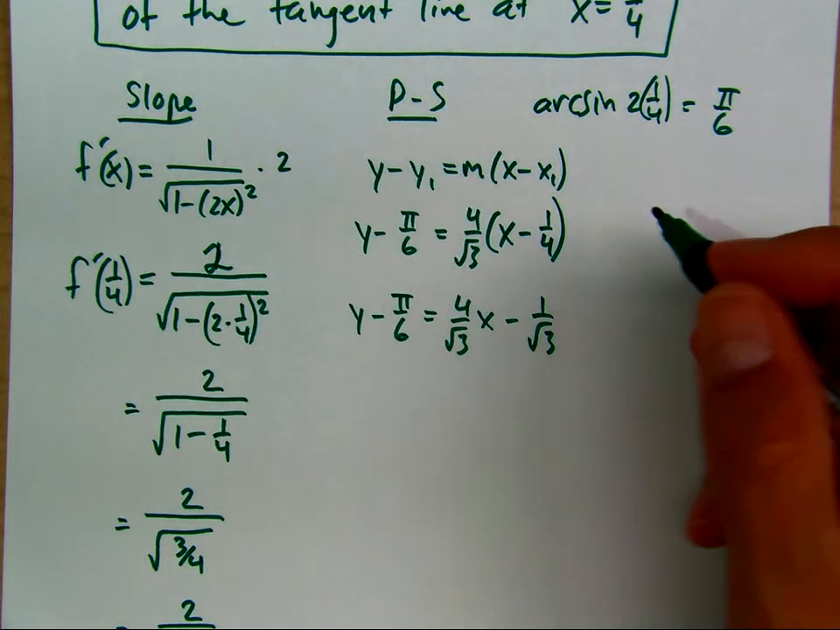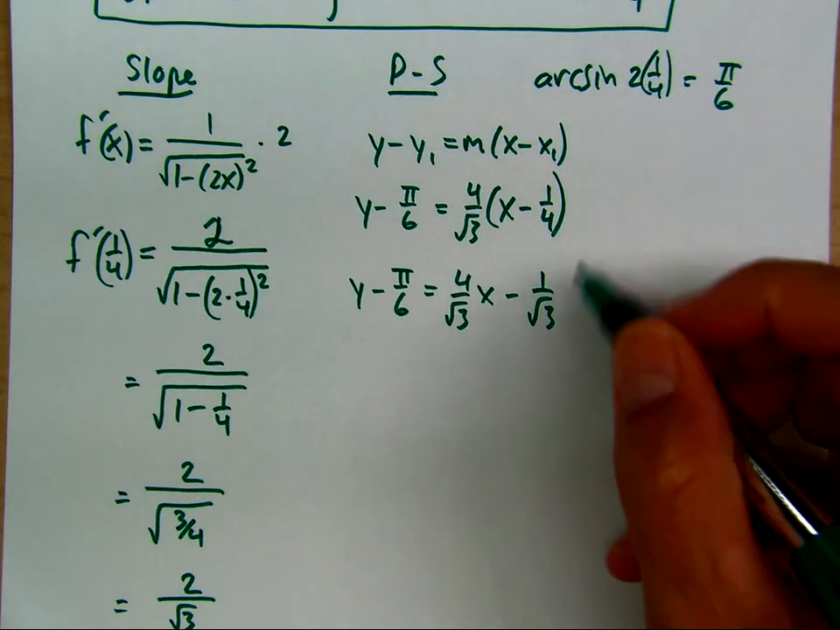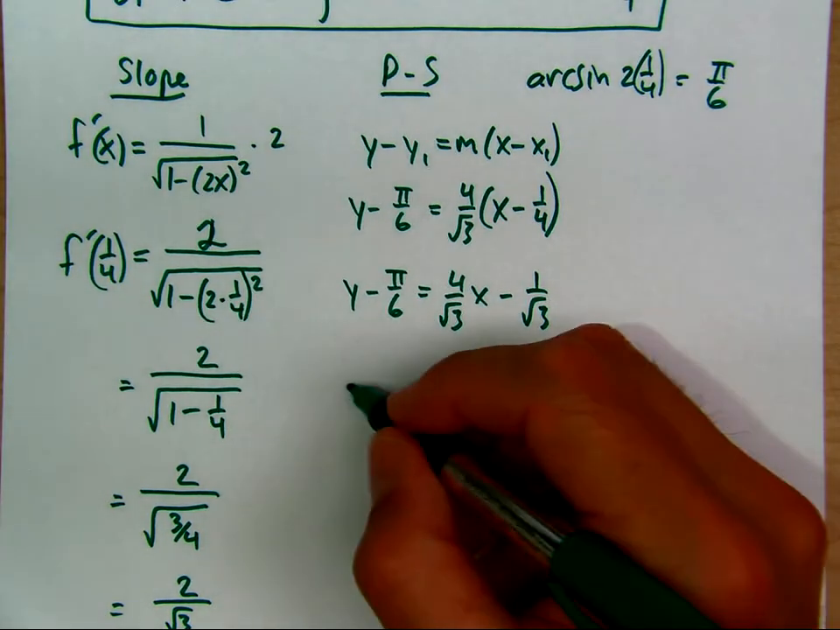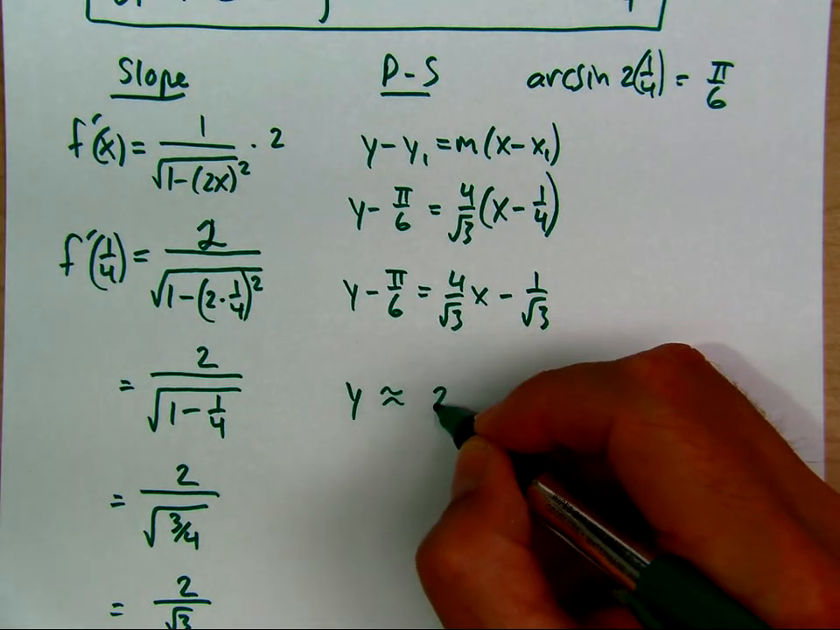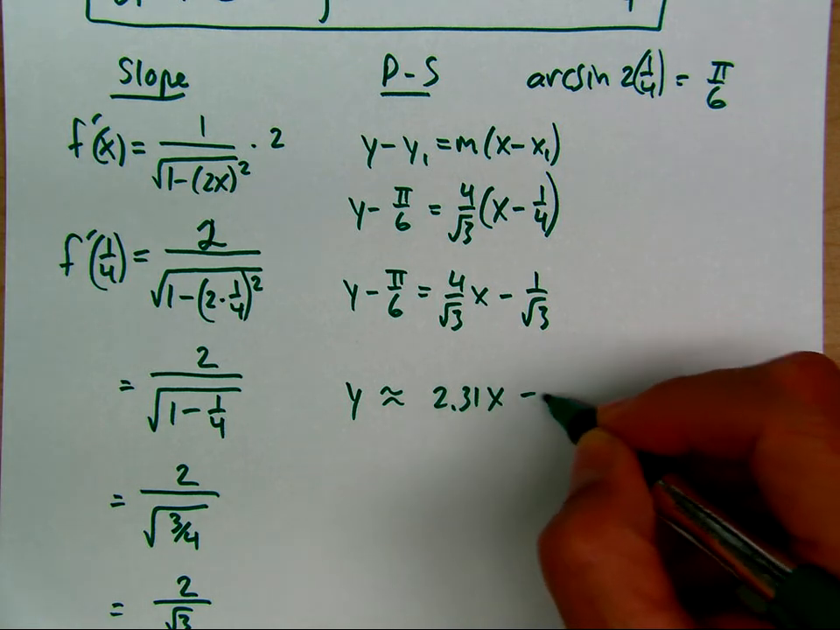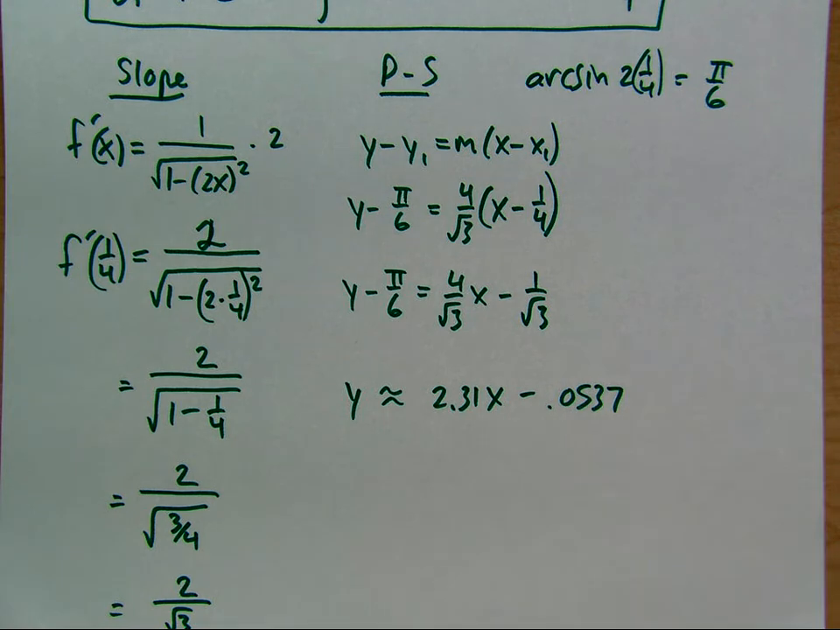Let's add pi over 6 to both sides, and if we are going to graph it, we're going to have y is approximately 2.31 x minus 0.0537. And we can stop there.